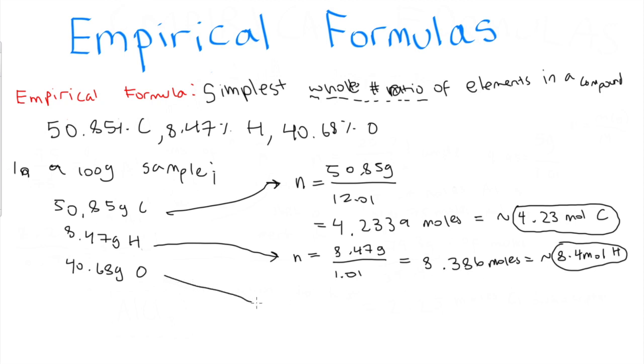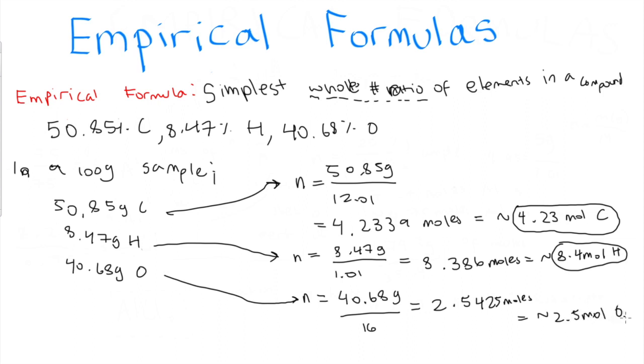Lastly, we're going to do the same thing again. We're going to take the amount of grams of oxygen in the 100 gram sample, and we're going to divide it by its molar mass to find the number of moles of oxygen in the sample. So we have 40.68 grams divided by a molar mass of 16 grams per mole, which gives us 2.5425 moles, which again we can reduce to approximately 2.5 moles of oxygen.